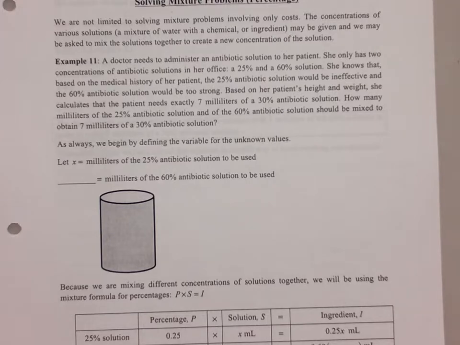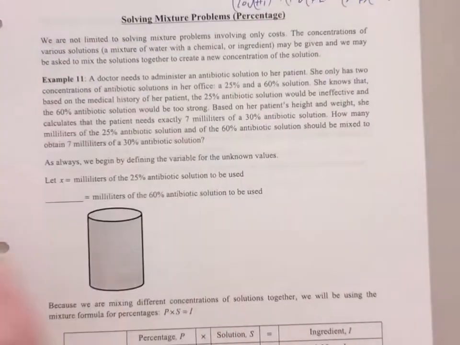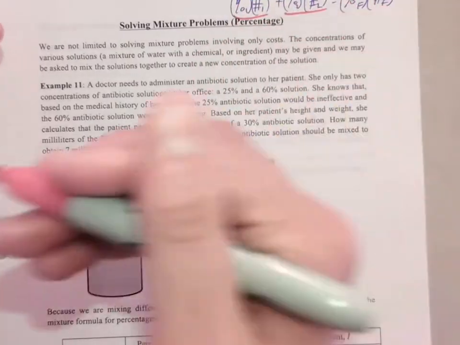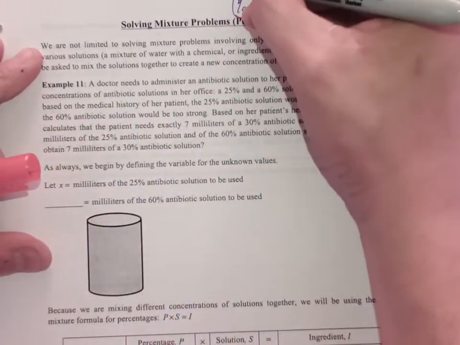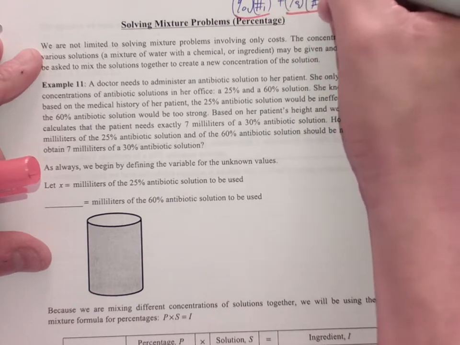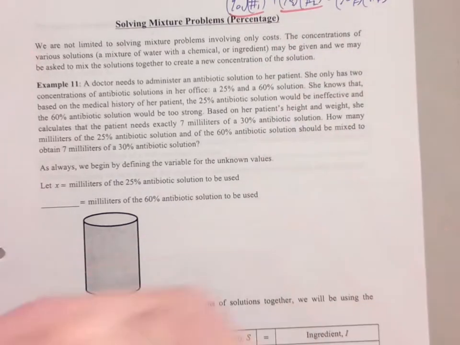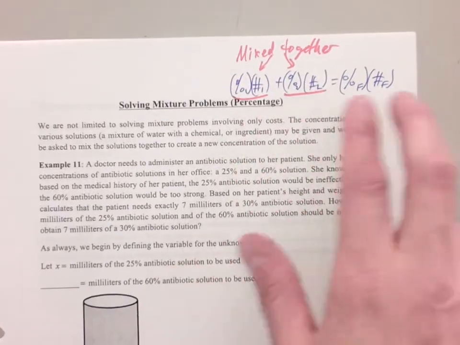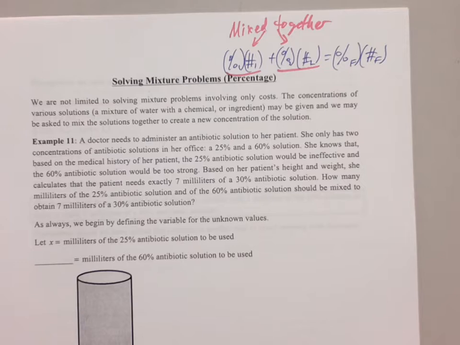Okay? So what's happening here? These two items are what is being mixed together. Oh, sorry. So these over here are mixing together, and this one over here is kind of like my final solution. Okay? So what is being mixed together?